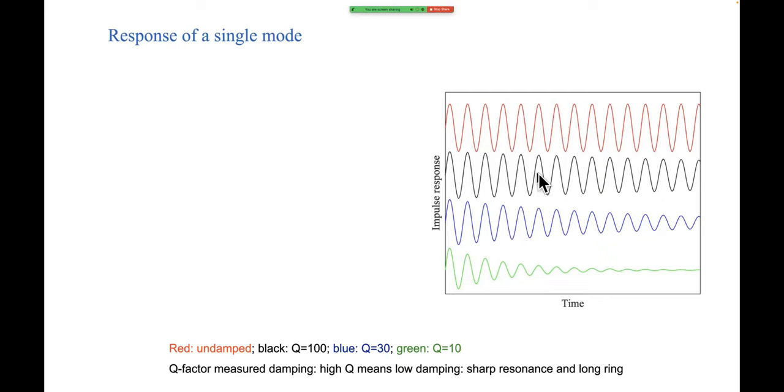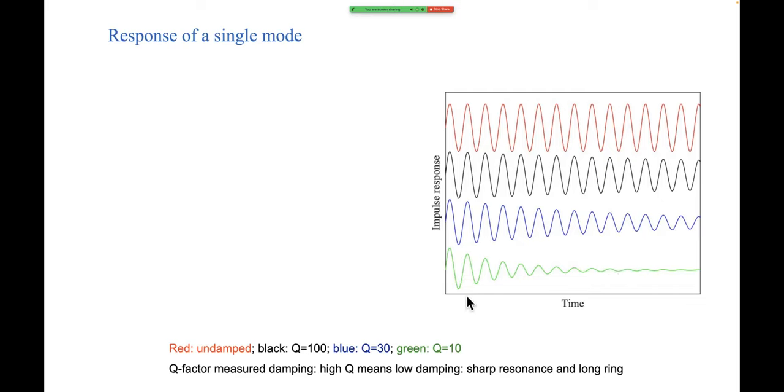The other three curves here have finite values of the Q, and I've just plotted what the response looks like with three particular numbers. Q equals 100 for the black one, 30 for the blue one, 10 for the green one. And there's an easy way that you can visualize what this number means. The Q factor tells you how many cycles you need for the amplitude to decay down by a certain factor. If we count 10 cycles of the green waveform, you can see roughly what that reduction is.